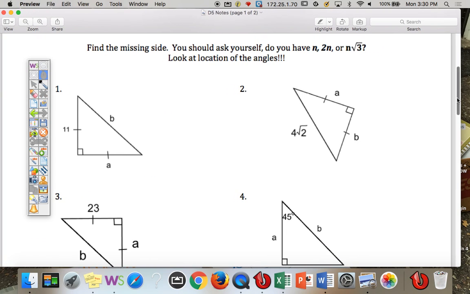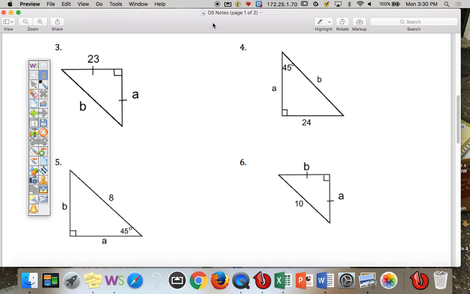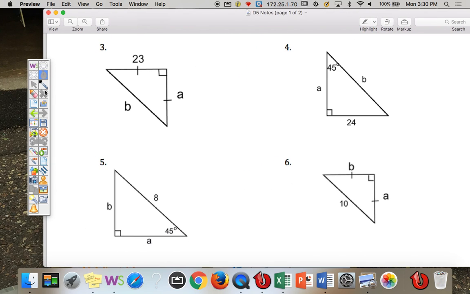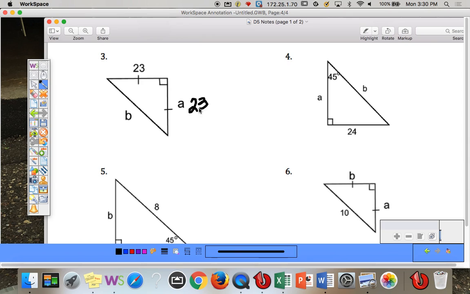Okay, next triangle. Again, 45-45-90, it looks like all of these are. So this side would be 23, and this side would be 23√2. All right, for number 4, this side would be 24, and this would be 24√2. The hypotenuse is always across from the longest side.